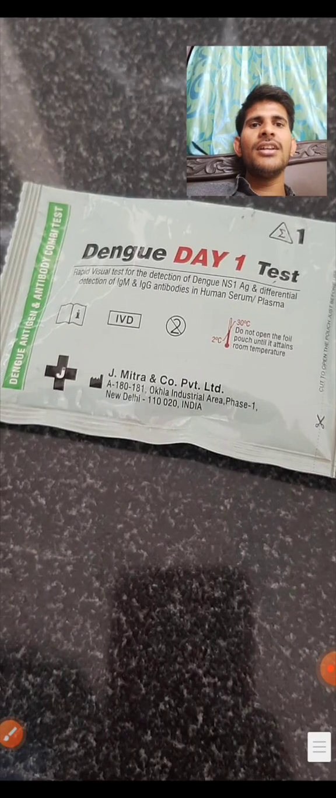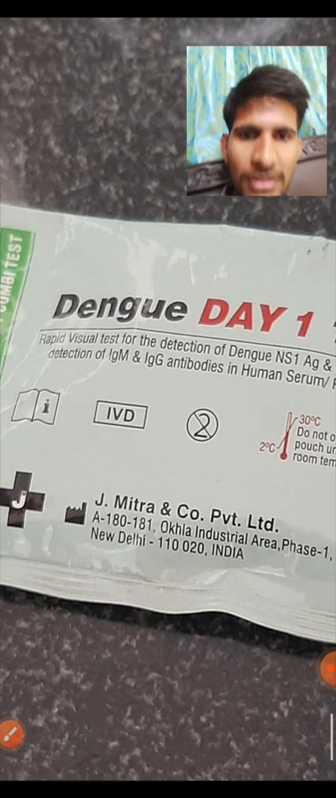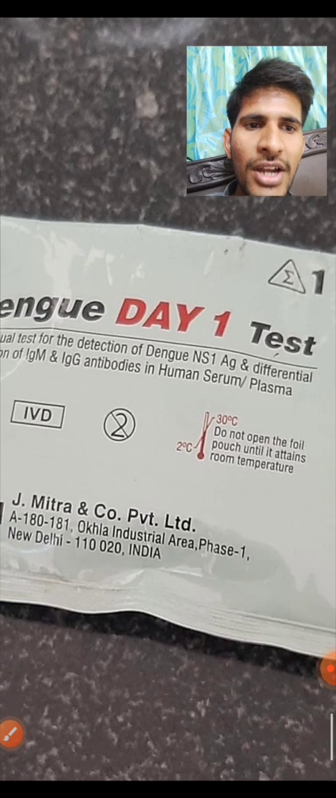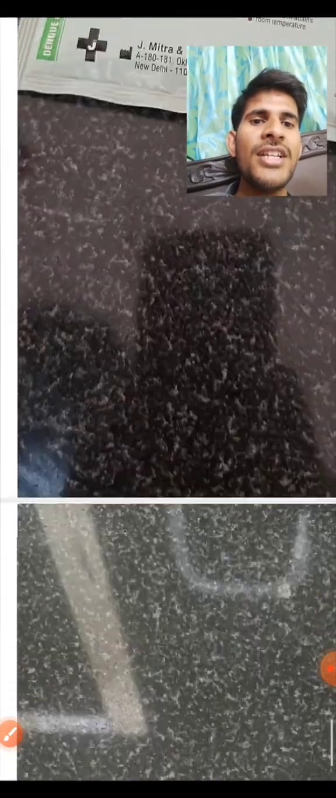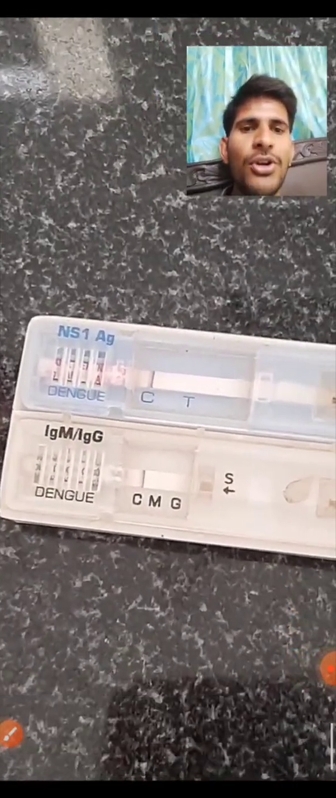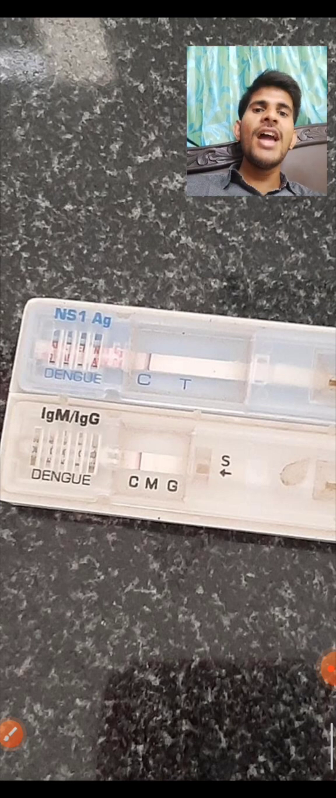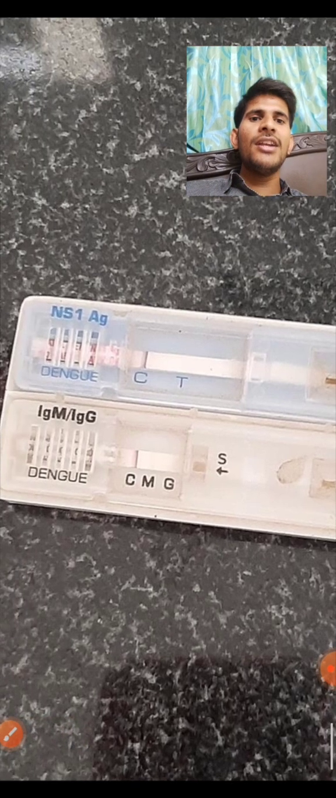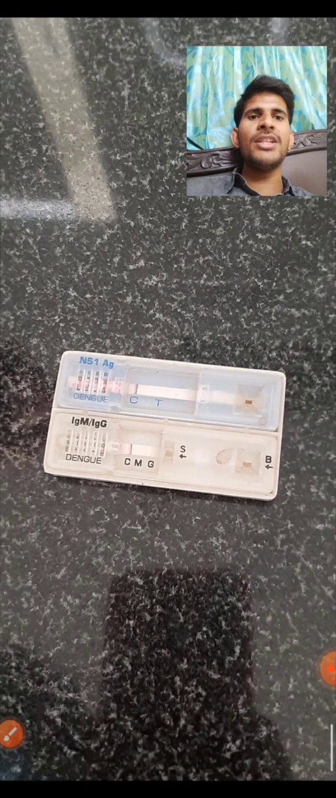This is a dengue Day 1 test. And on the upside you can read what is written: rapid visual test for detection of dengue NS1 antigen and differential detection of IgM and IgG antibodies in human serum. And you can see one more picture. This is a test kit. You can see NS1 antigen. NS1 antigen is a characteristic for detection of dengue virus, and you can see IgM and IgG. You should put the serum into it, and they use two principles, lateral flow assay and flow through assay. With this principle, there will be formation of a band there, which helps in detection of dengue.